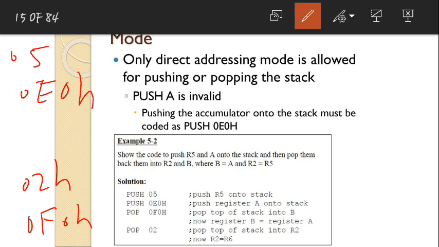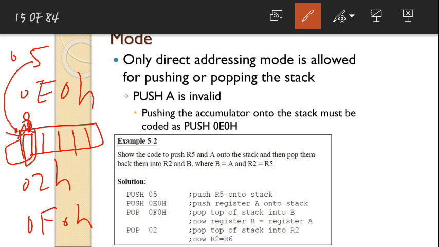What is this question first? There is a stack pointer here. What I need to do is, first consider this 05 is at the 07 location. First it will push, which means it will increment the address by 1, to the 08 location. If here you have 07, this is 08. So whatever was there in R5 will move onto 08. Next, whatever was there inside A will move onto the 09 location.